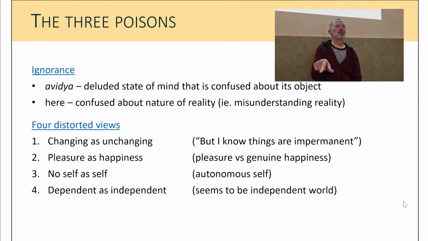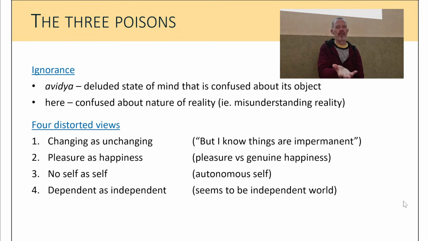But here in the three poisons, we're talking about a very specific type of ignorance. We're talking about an ignorance that is confused about the nature of reality. It's an active misunderstanding of the nature of reality. And we have a number of distorted views of reality. And there are four in particular that Buddhism addresses, each one of which causes us a lot of suffering. The first distorted view we have is we tend to see things which are changing as unchanging. This is the idea of impermanence, that everything's changing.